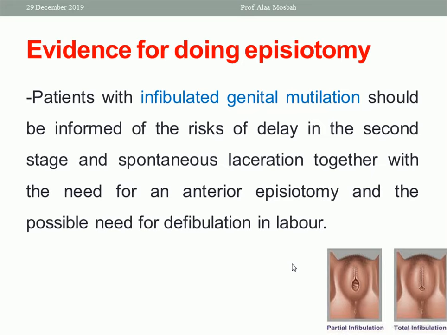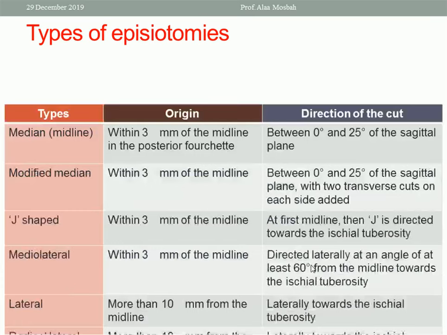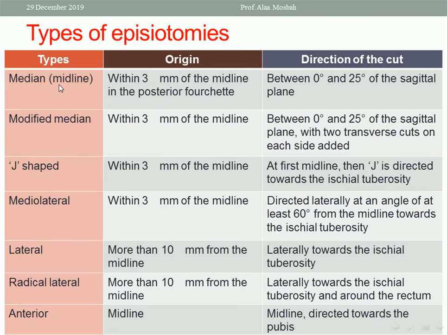So, what are the types of episiotomies? Look to this table, please. I have median or midline, modified median, J-shape, mediolateral, lateral, radical lateral, and anterior. Median between 0 and 25 degree of the sagittal plane, modified median between 0 and 25 of the sagittal plane with two transverse cuts on each side.